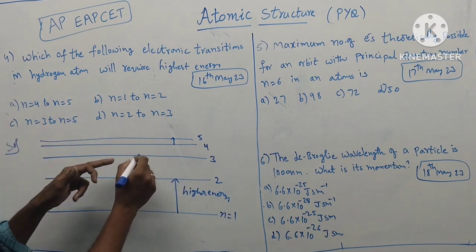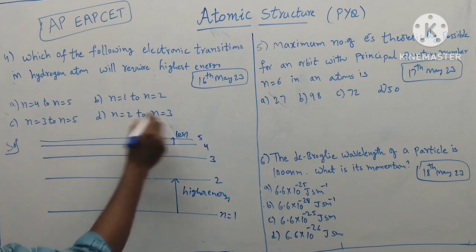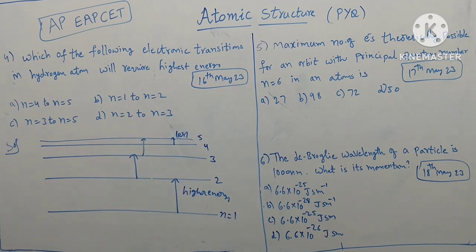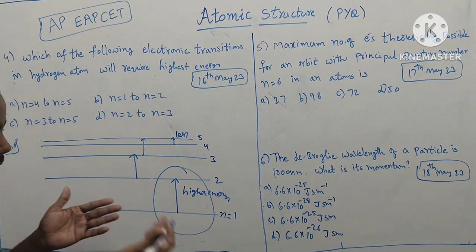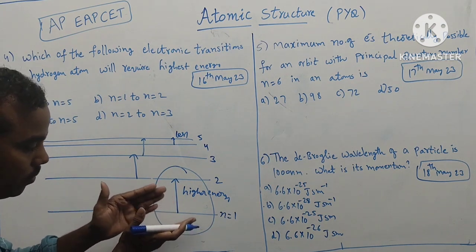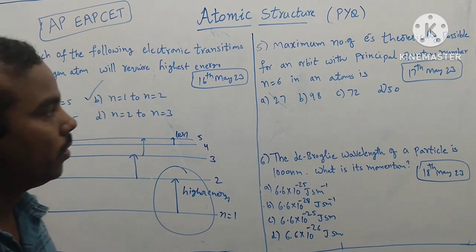3 to 5, so 3 to 5 also energy less. N equal to 2 to 3, energy also less. So the highest energy is required when the electron jumps from the first energy level to the second energy level. So the answer is B. Very easy.